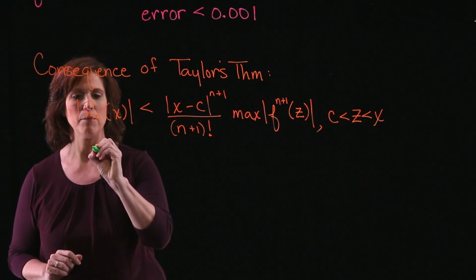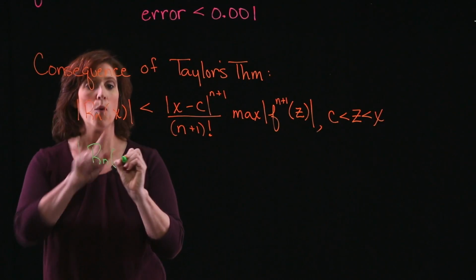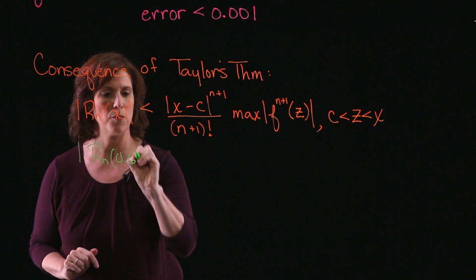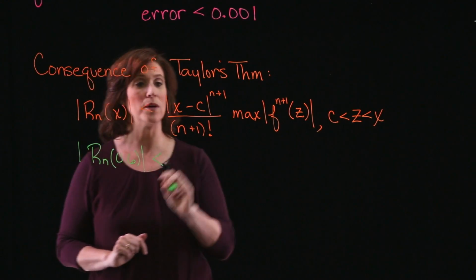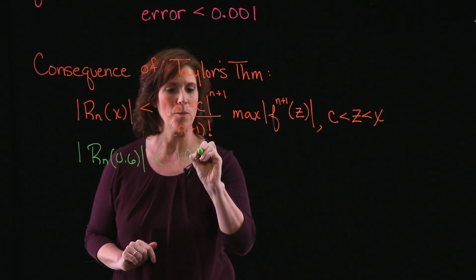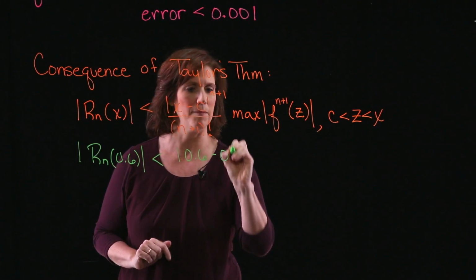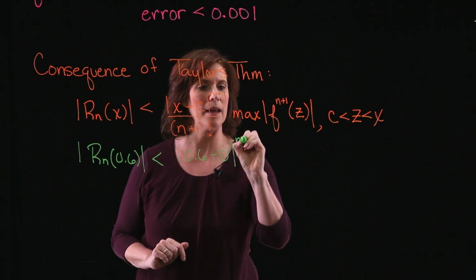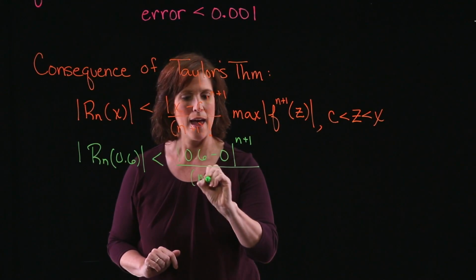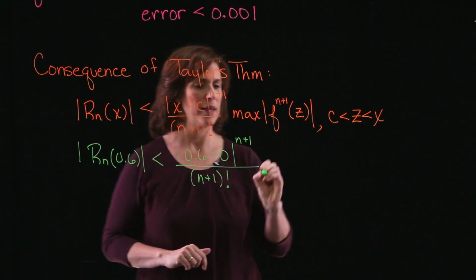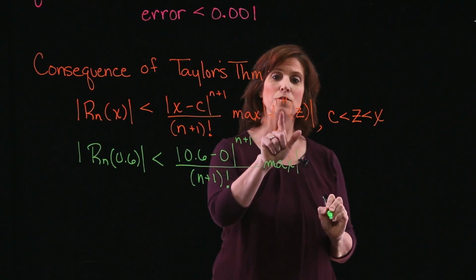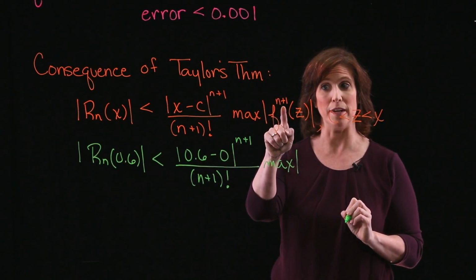I know that I'm looking for the remainder when I'm near 0.6. So I'll plug 0.6 in here, and that's going to be less than the absolute value of 0.6 minus 0, again, because it's centered at 0, to the n plus first power all over n plus 1 factorial times the maximum of the absolute value of the n plus first derivative.